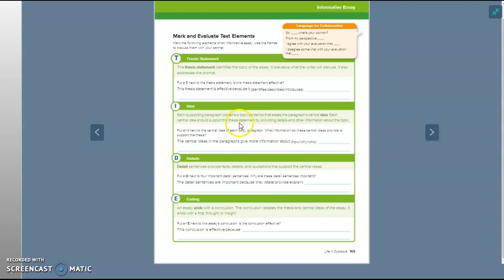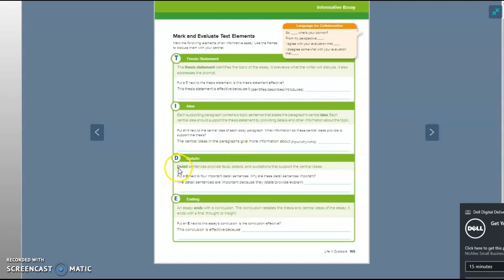Okay, the next part, idea. Each supporting paragraph contains a topic sentence that states the paragraph's central idea. Each central idea should support the thesis statement by providing details and other information about the topic. So you're going to put an I next to the central idea of each body paragraph. What information do these central ideas provide to support the thesis? The central ideas in the paragraphs give more information about blank: how, why, or who. Anything like that. So put an I next to the central ideas.